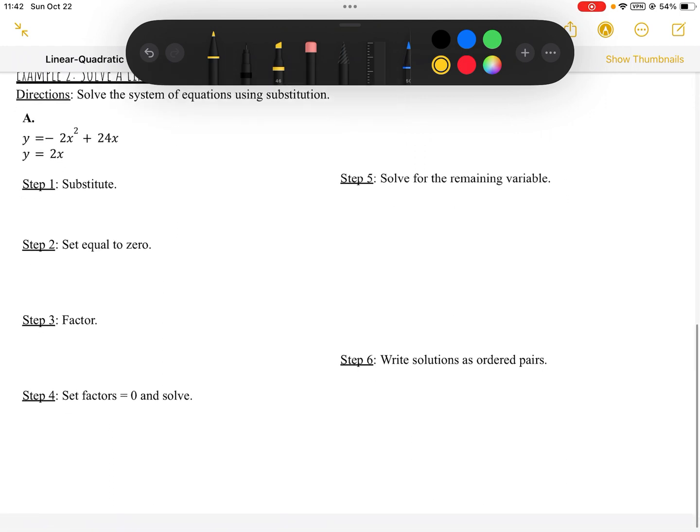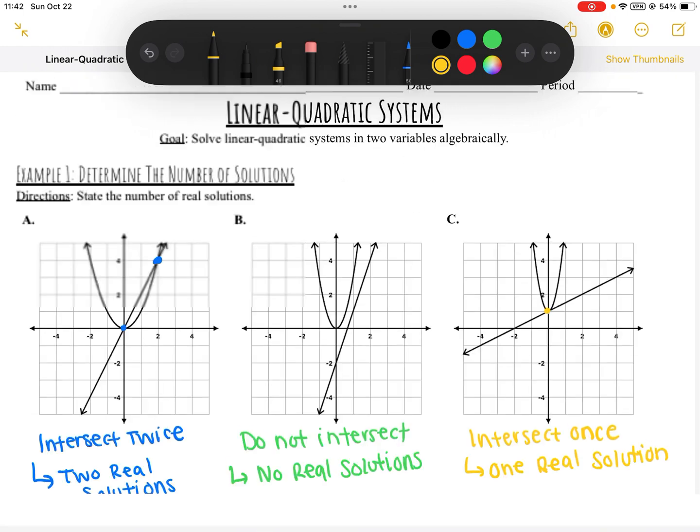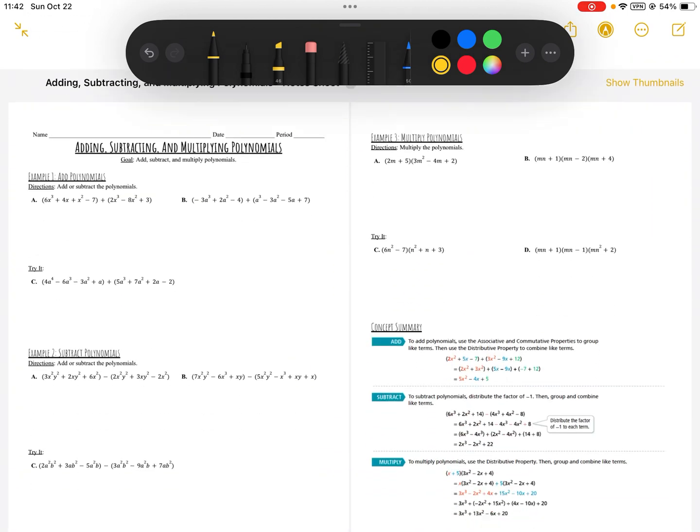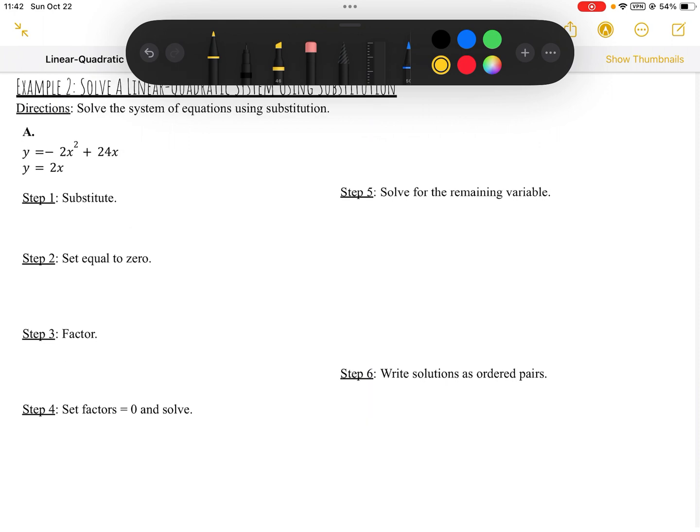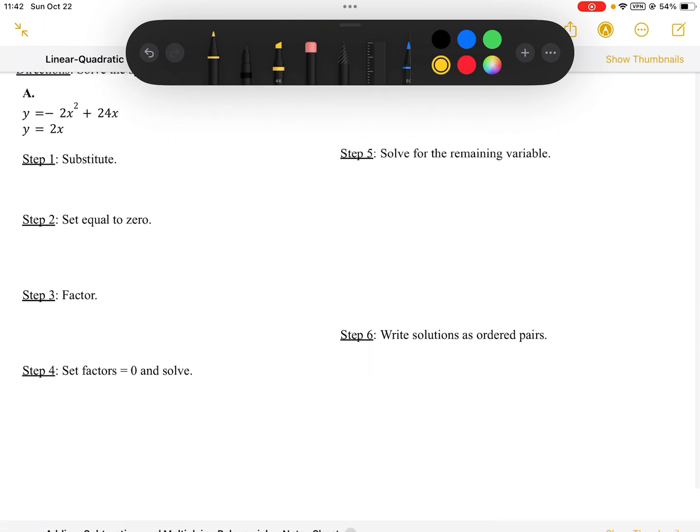Step 1 is going to be to substitute. Step 2, set it equal to 0. Step 3, factor. Step 4, set your factors equal to 0 and solve. Step 5, we're going to solve for the remaining variable. So in step 4, you're either solving for x or y, and then step 5, you have to solve for the opposite. And then step 6, you're writing your answers, your solutions, as an ordered pair.